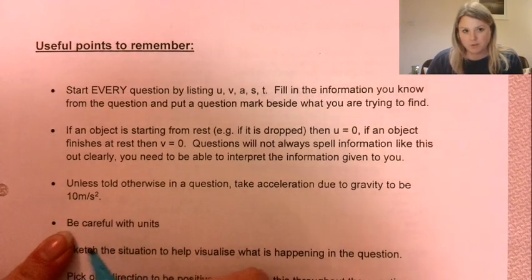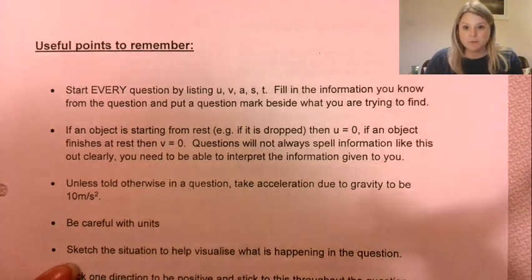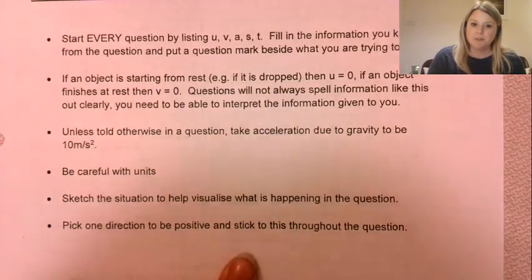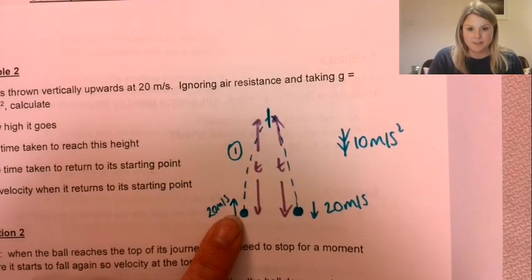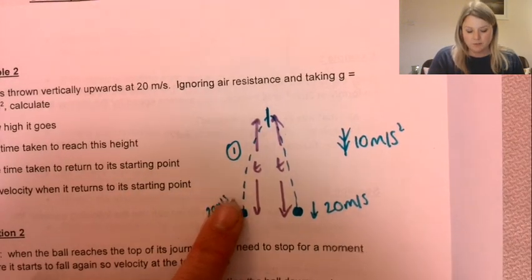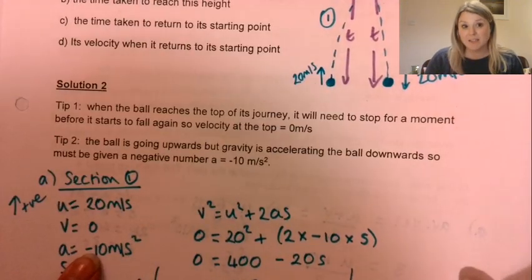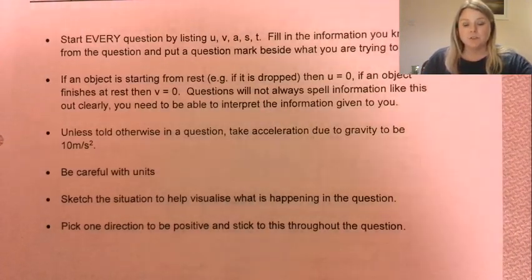Be very careful with units. A sketch, like I did in that wee example with the ball that was getting thrown up, really helps. And pick one direction to be positive and stick to that throughout the question. Like I did in this one, because I had listed this upwards velocity of 20 as being positive, that meant the downward acceleration had to be negative. So that was me picking a direction to be positive and then sticking to it throughout the question.